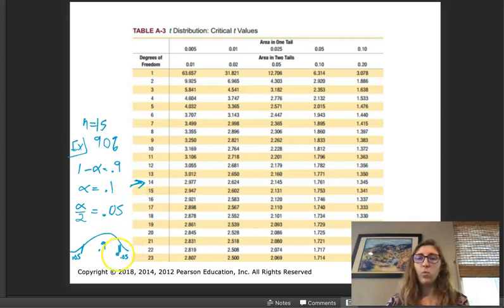So again, for the example of n being 15, we would have 14 degrees of freedom, and the area in one tail would be 0.05. So we'd go over to where area in one tail is 0.05, and we would see our critical t value is 1.761. So here we would say that t of alpha over 2 equals 1.761. All right, so this is how I use the table. I'm not going to focus so much on the table because I would prefer to use our calculators.